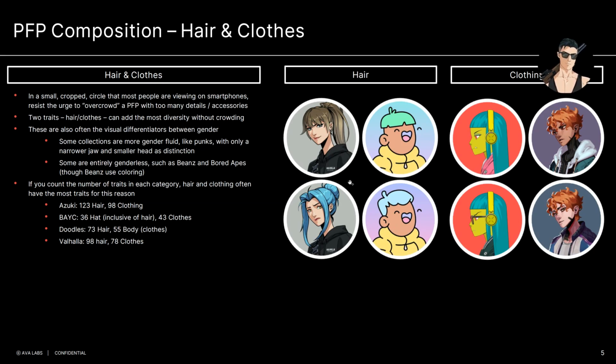So in the hair example here, you'll see this Valhalla female and this doodle guy, they both have the same clothing trait. You have the black hoodie and the yellow puffer jacket. But just by changing the hair, you go from the blonde ponytail to this blue hair below, or the green bowl cut to this blue comb-over hair below. You completely change the identity and the aesthetic of that avatar just by changing the hair. So that goes to show you how powerful these two traits can be. So you don't need to overcrowd it with a bunch of piercings, earrings, glasses, headphones, all these types of accessory traits. Just by having a high amount of hair and clothing traits can create a lot of diversity across your collection.